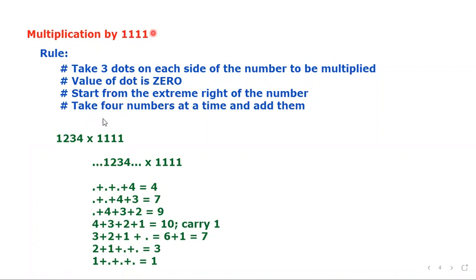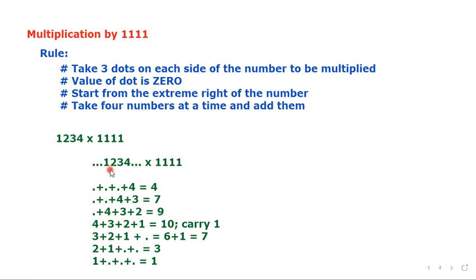Let's do it with an example. Suppose we have to do 1234 times 4 ones. We will be taking 3 dots on each side of the number and we'll start writing our answer from the extreme right. So it goes like dot plus 4, which will give me 4. Next, dot plus 4 plus 3, which will give me 7. Then dot plus 4 plus 3 plus 2, which will give me 9. Next 4 plus 3 plus 2 plus 1, which will give me 10.